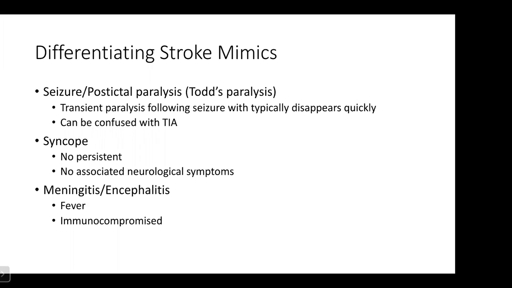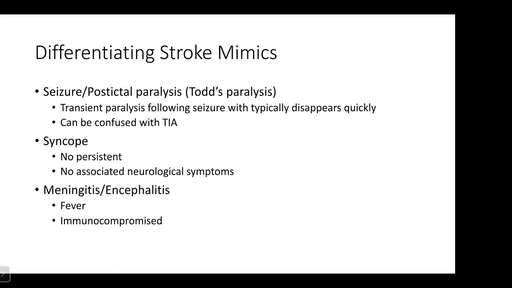I'll show you some cases. If a patient presents with seizure paralysis, then we must think that this may be stroke, but it can be ruled out with a supportive point: paralysis in seizure is transient, and it typically disappears very quickly. But it may be confused with a transient ischemic attack. Another is syncope.